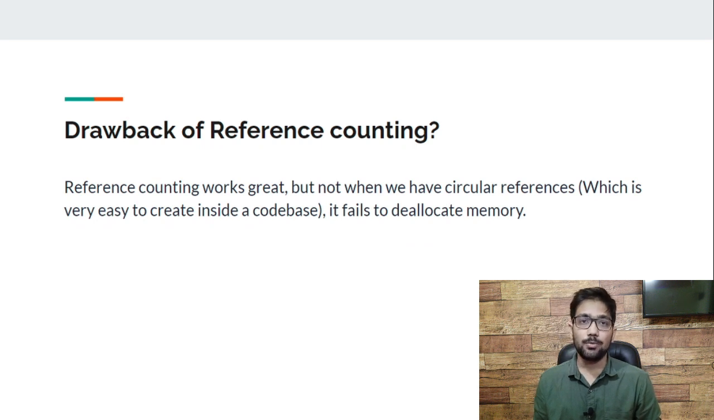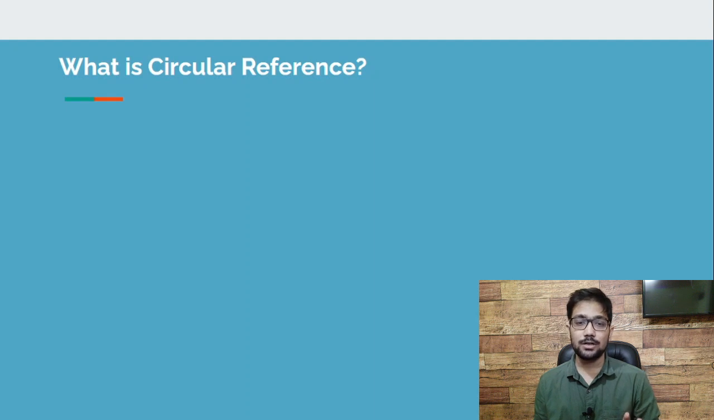So what is the problem with reference counting? Reference counting works great. It is an intuitive and simple solution, but it has a problem, and the problem is a situation called cyclical references, or reference cycles, as we call them. Reference cycles are very easy to get into in real life, and to understand what circular references are, let me explain with this particular diagram.